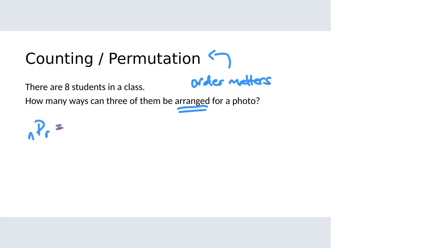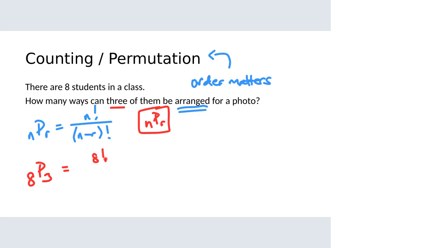The formula for permutation was n factorial over n minus r factorial. And here we have a total of 8 students, and 3 are going to be put in this photo. So this is a permutation of 8 things taken 3 at a time. It's perfectly fine if you want to use an nPr button on your calculator instead of using the formula. I'll go ahead and do it with the formula just so you can see it. That'll be 8 factorial over 8 minus 3 factorial, or 8 factorial over 5 factorial.